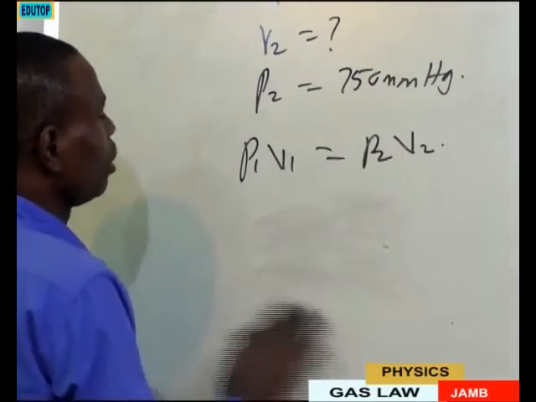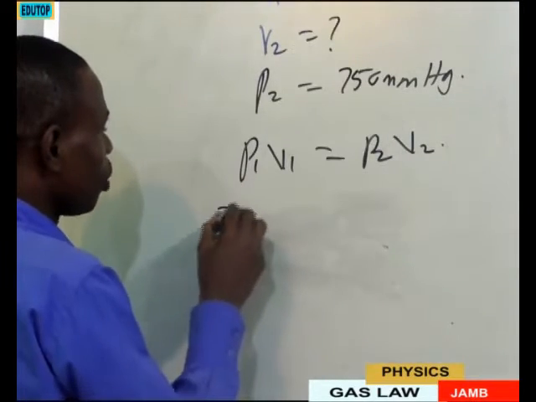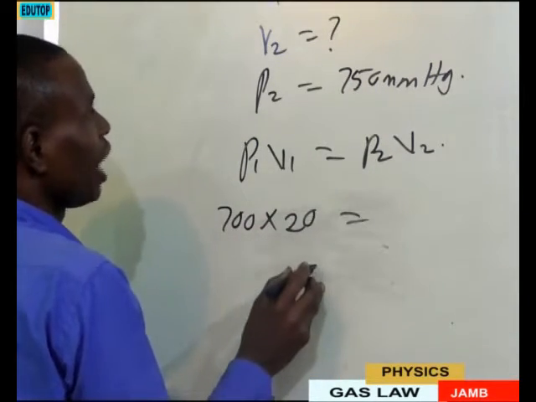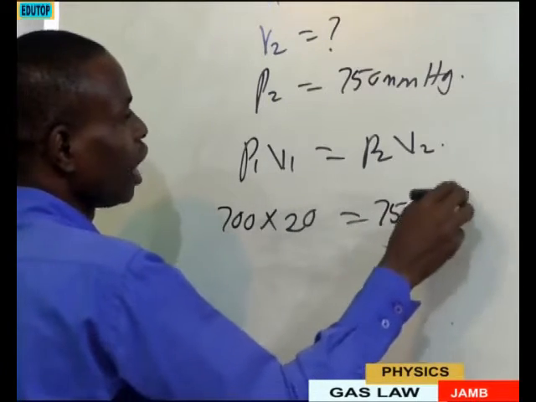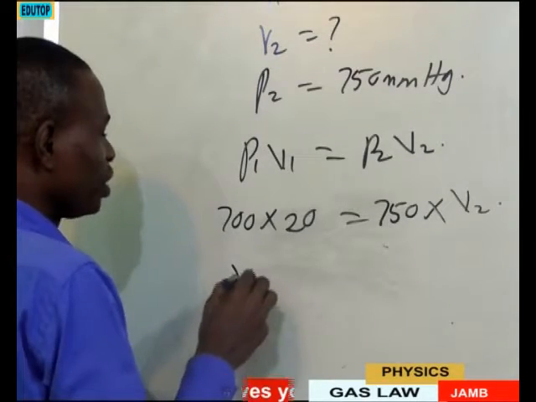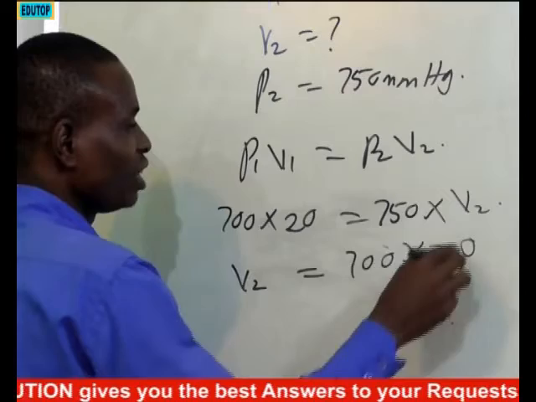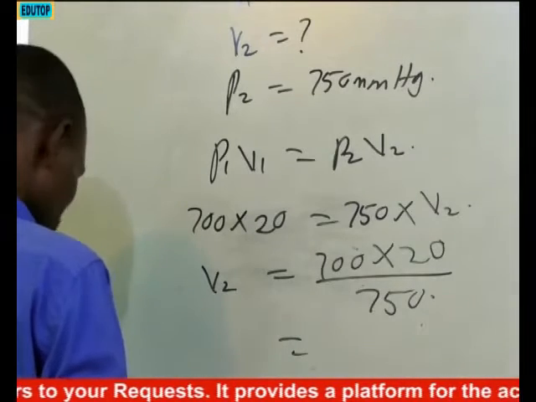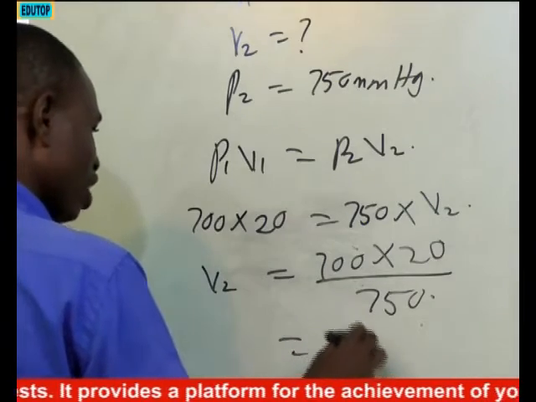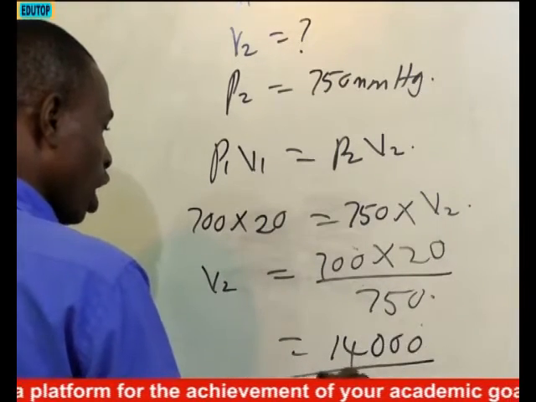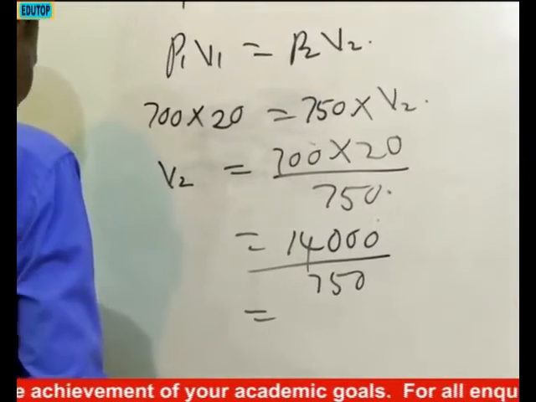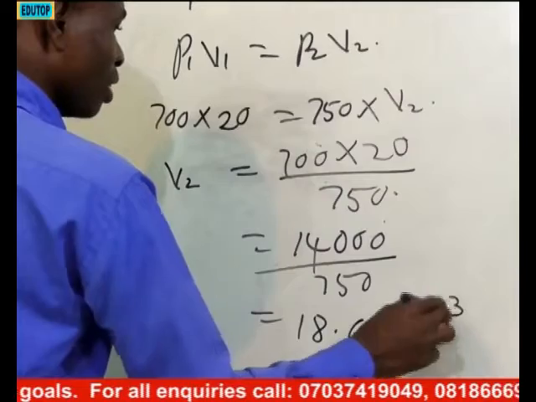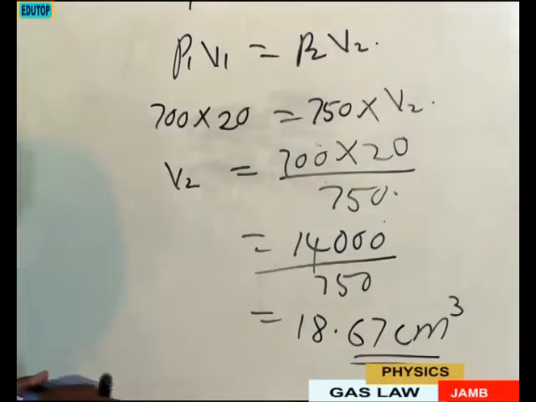Okay? So now, we have P1, that is 700, times V1, 20. This is 750. We are looking for V2. And V2 will be equal to 700 times 20, all divided by 750. Let's multiply 700 by 20. We are going to have 14,000, all divided by 750. You are going to have 18.6667 centimeter cube. And that's the answer for question number 1.